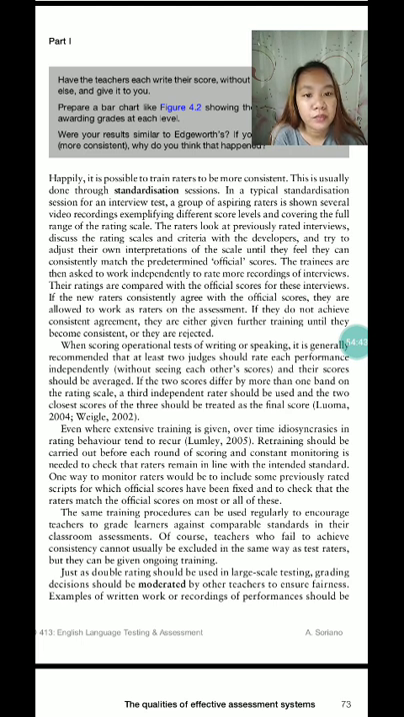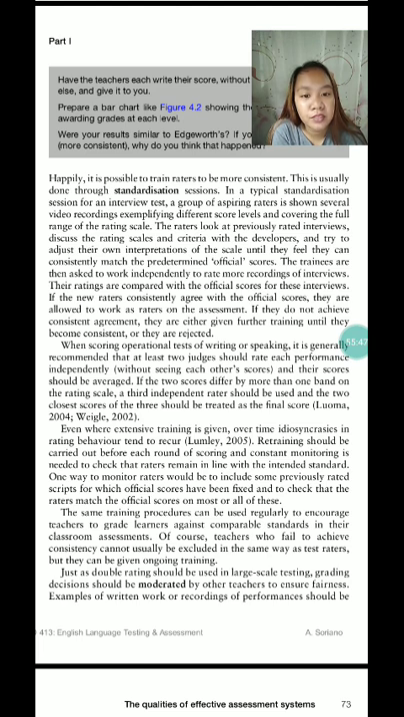If they do not achieve consistent agreement, they are given further training until they become consistent, or they are rejected. When scoring operational tests of writing or speaking, it is generally recommended that at least two judges should rate each performance independently, without seeing each other's scores, and their scores should be averaged. If the two scores differ by more than one band on the rating scale, a third independent rater should be used, and the two closest scores of the three should be treated as the final score.